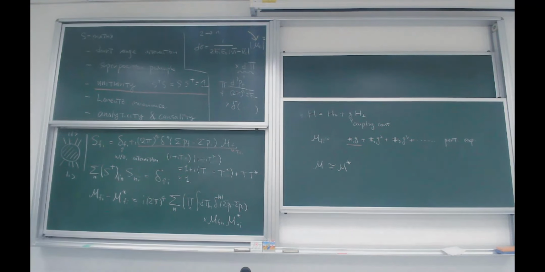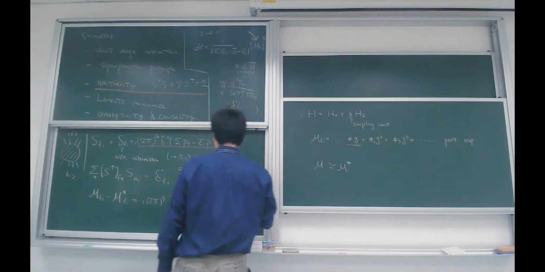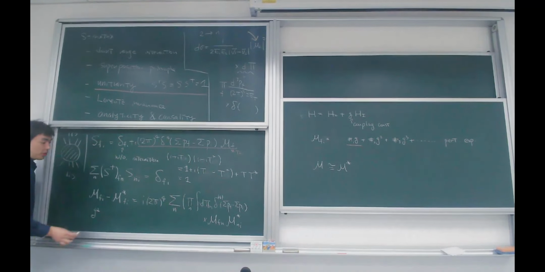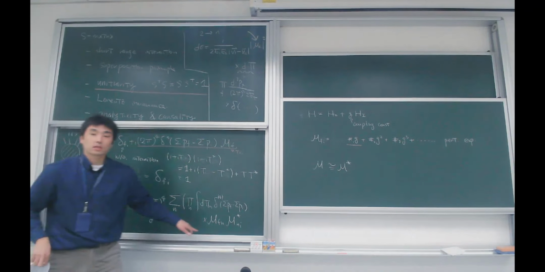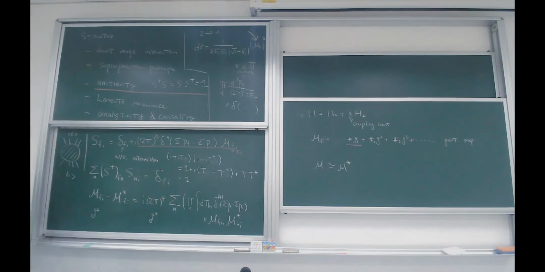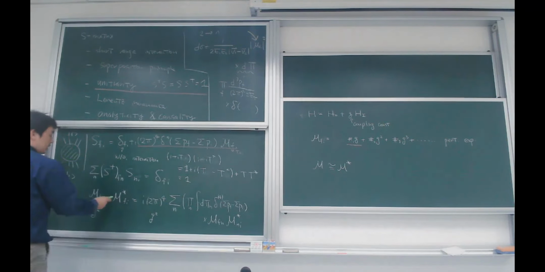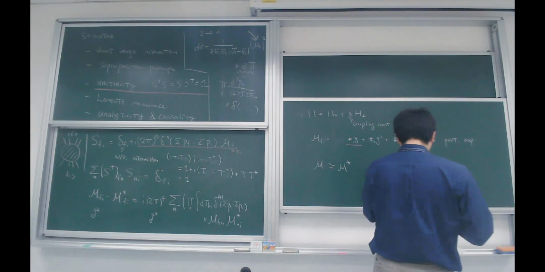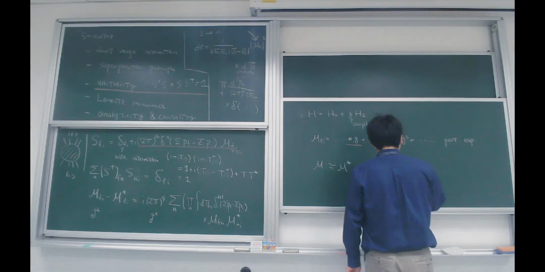So if you only look at the leading order of g, the left-hand side always depends on g to the 1. But the right-hand side always starts from g squared because it's quadratic. So if you only look at the leading order g, this condition is always satisfied, so this element has to be equal to 0. This means that M has to be Hermitian.